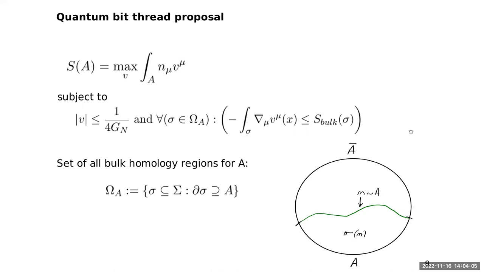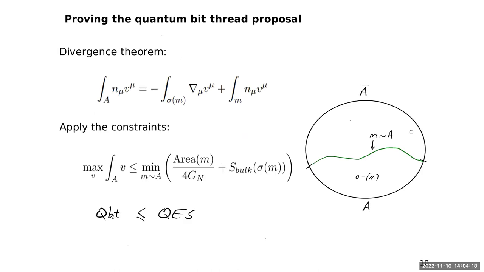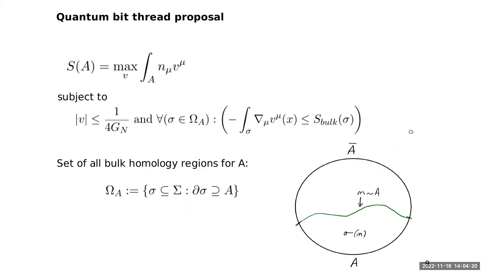So if you choose the particular homology region that's the entanglement wedge, is this constraint saturated? Yes, we'll come to that. But that concludes my proposal here. Any questions on it? Next, I'll talk about how to prove it's equivalent to the QES proposal. So, any questions on this?